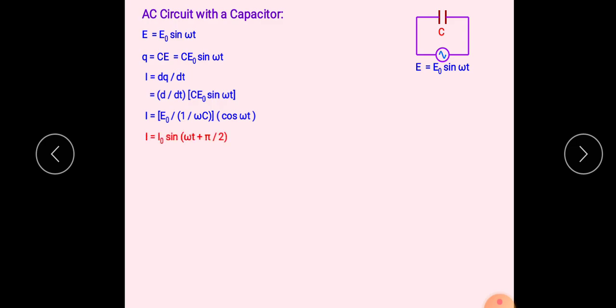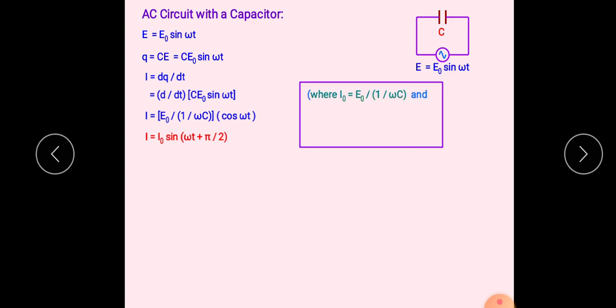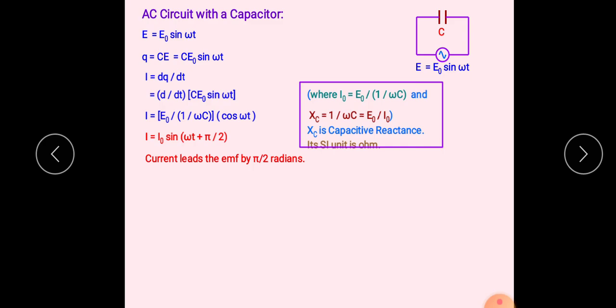This 1 upon omega C is XC, that is capacitive reactance, and its SI unit is ohm. Therefore I may be written as E0 divided by XC into cos omega t, and E0 upon XC is I0. Current leads the EMF by pi by 2 radian. Here current is leading the EMF by pi by 2 radian.